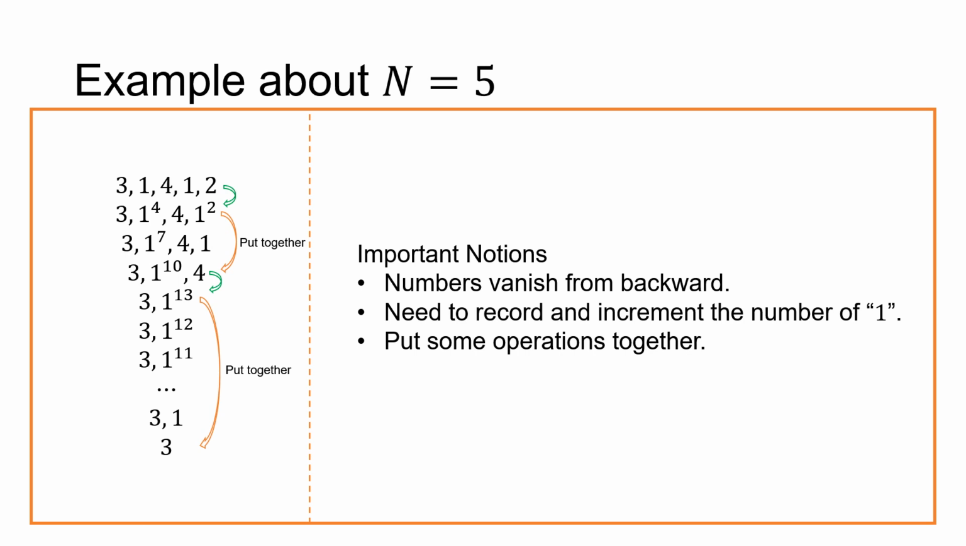First, numbers within the string disappear from the end. Second, the count of 1 follows a certain rule and increases systematically. We should aim to track and record this count. Finally, the operation becomes simple when the last digits are 1. We aim to integrate these observations into our approach.